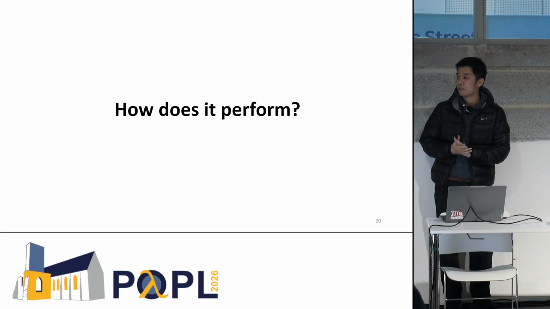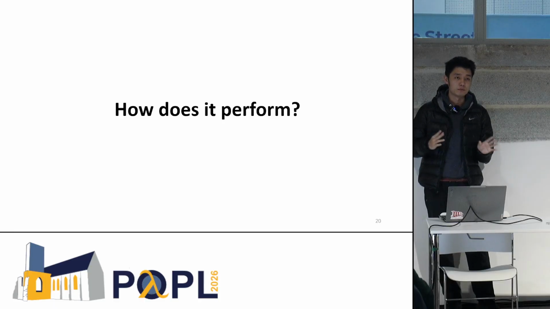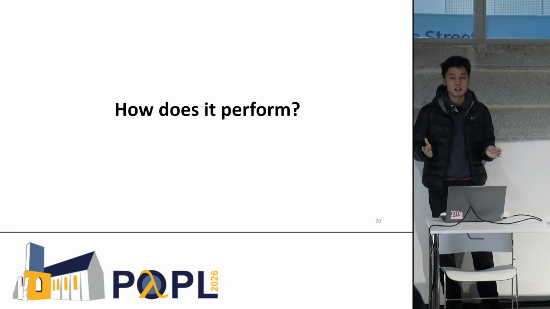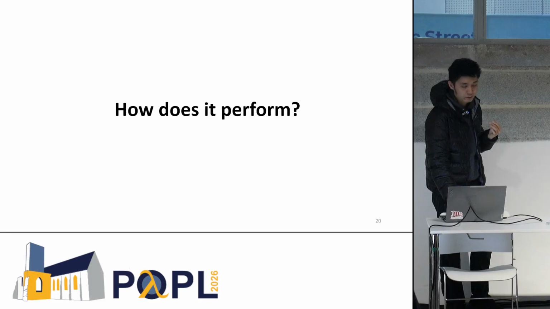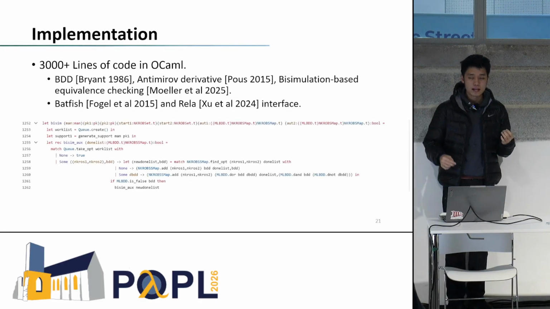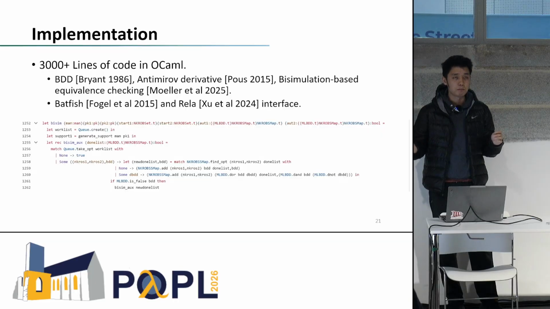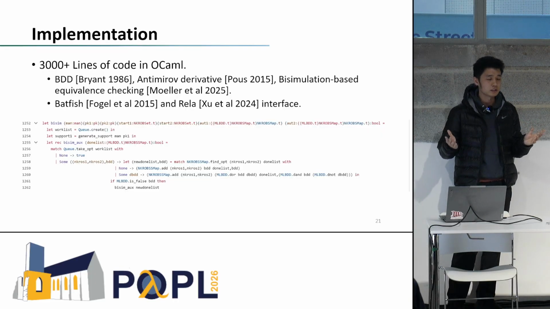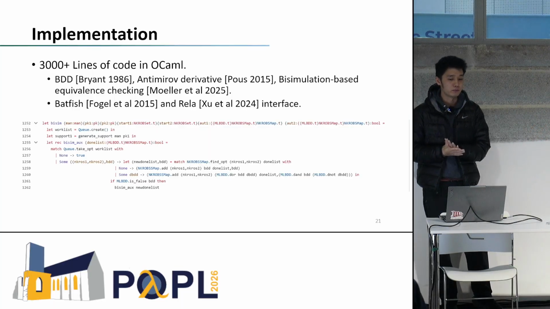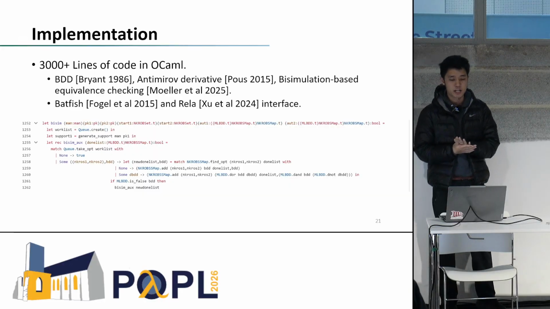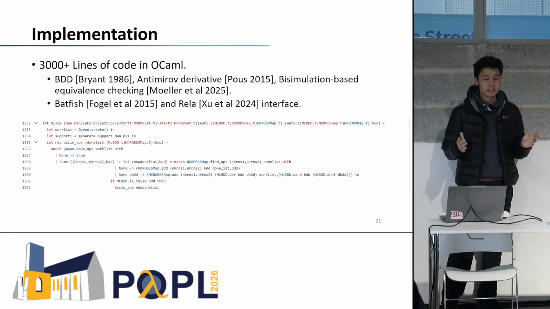Okay, since we have made an empirical or kind of philosophical observation as our key technique, the question to ask is: does it apply to reality? So we performed an evaluation. We implemented our language in OCaml, and we combine our technique with all of the data structure optimization techniques used in previous work. We use BDD, anti-mirror derivative, and simulation-based equivalence checking. And we also implemented an interface for Batfish and Ratul so that we can take the raw data input of these two tools and then verify it and give you the output.